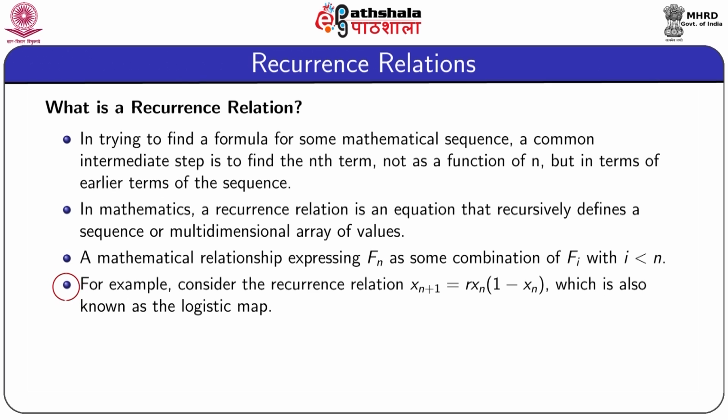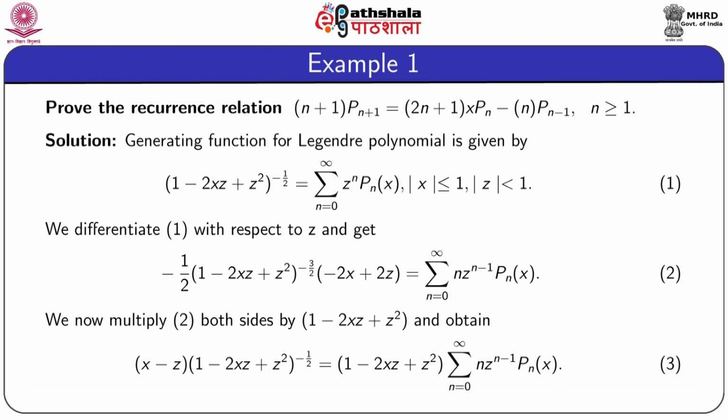For example, consider the recurrence relation x(n+1) equal to r x(n) into (1 minus x(n)), which is also known as the logistic map. Let us take the example where you have to prove the recurrence relation (n+1) P(n+1) is equal to (2n+1) x P(n) minus n into P(n-1), where n is greater or equal to 1.